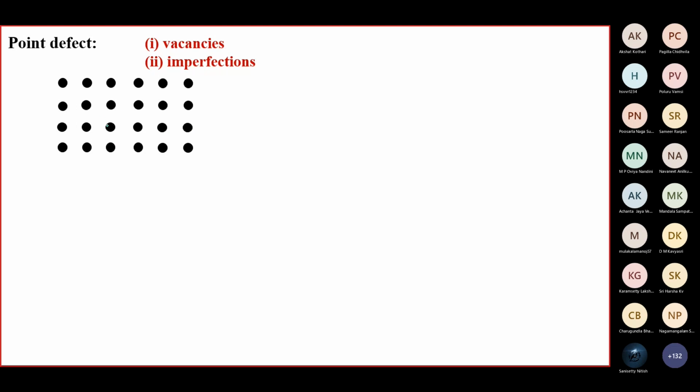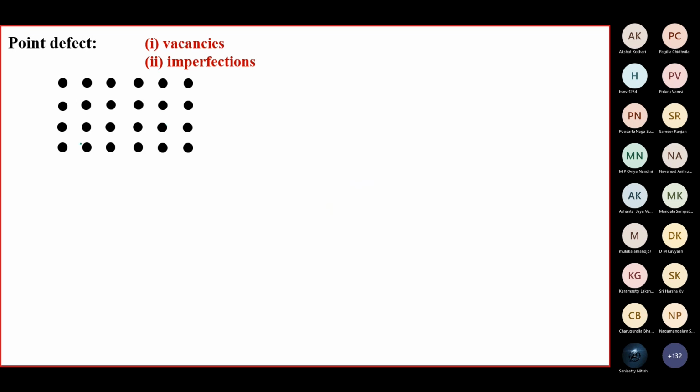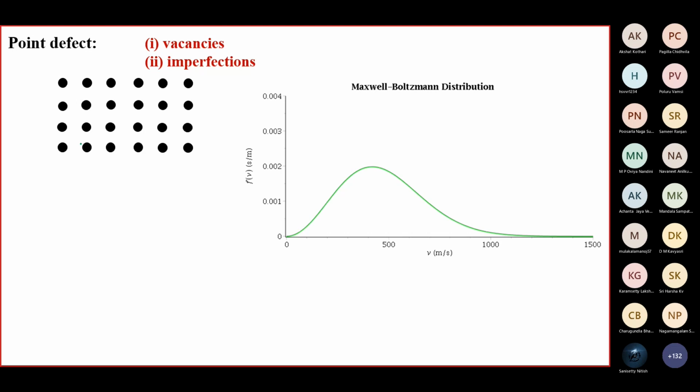Anything which happens around here, an electron moving, a hole moving, a recombination happening, behaves differently from the rest of the crystal. This is the Maxwell-Boltzmann distribution. Do you remember this? What is on the x-axis and y-axis? You remember?